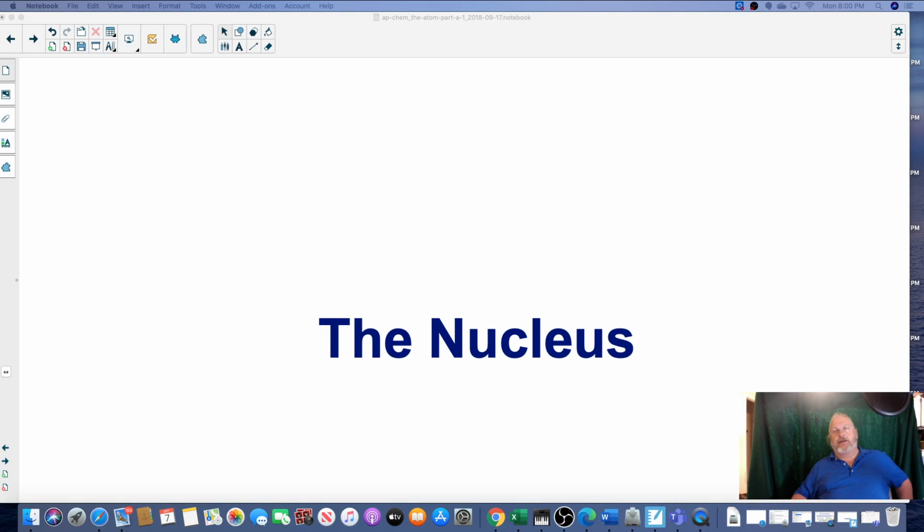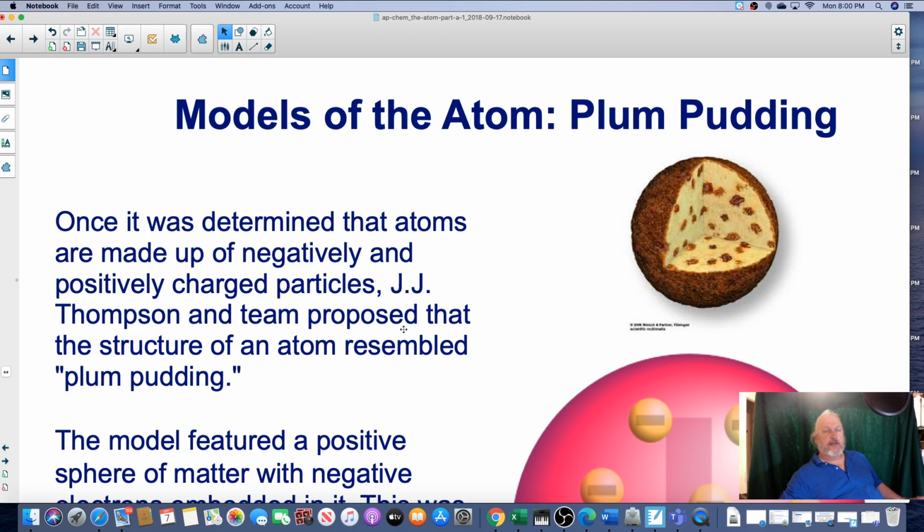All right, AP Chemistry. Let's start talking about Part C, the nucleus. Again, most of this is review from last year for most of you guys. So, these are some of the models of the atom.